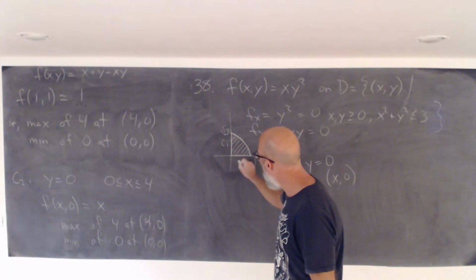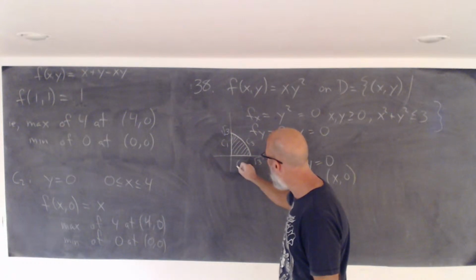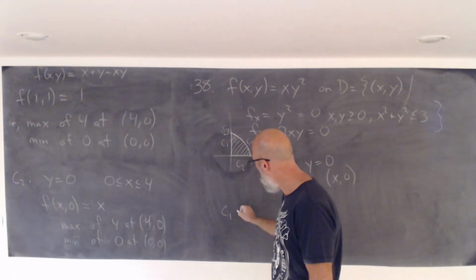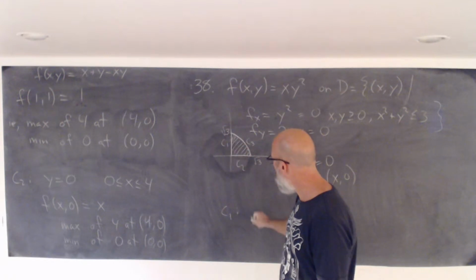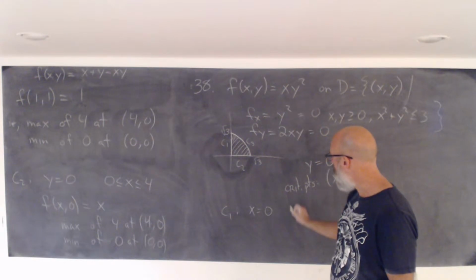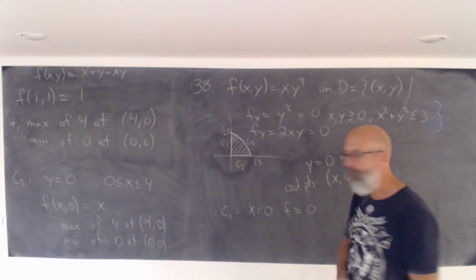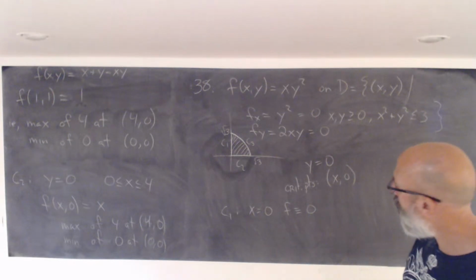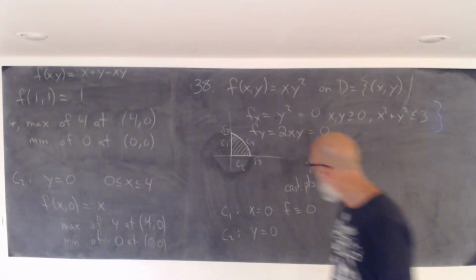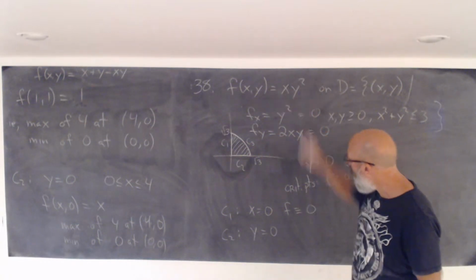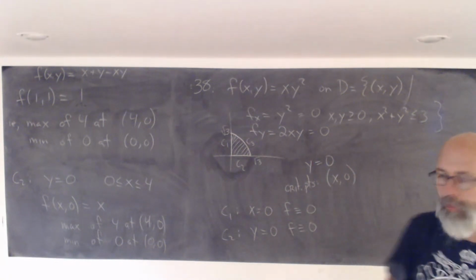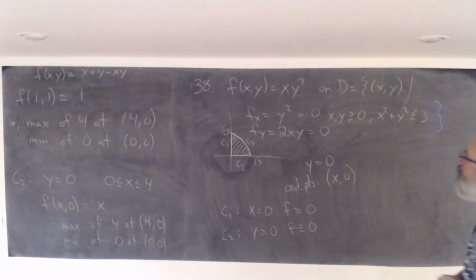Let's call that C1, C2, C3 as we did before. And on C1, x is 0. And if x is 0, your whole function is 0. So that's easy to deal with. On C2, y is 0. And if y is 0, the whole function is 0 again. So that's easy to deal with as well.